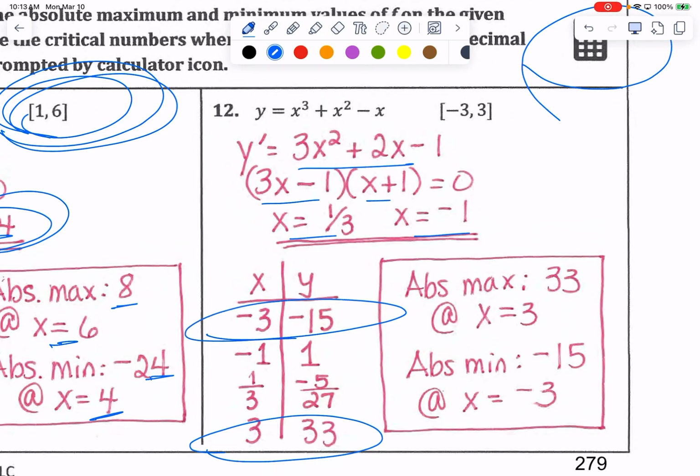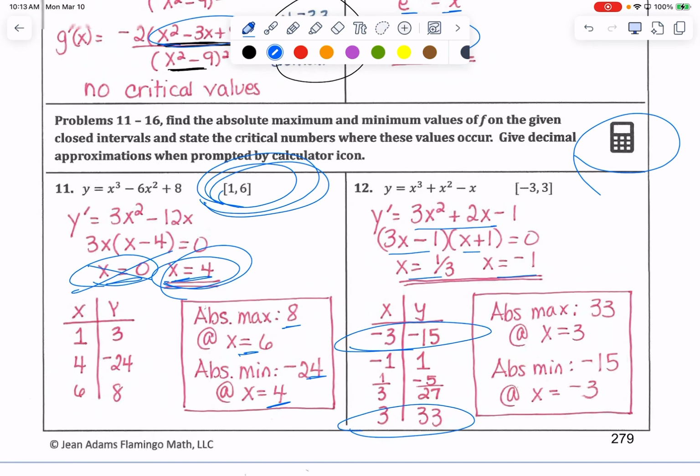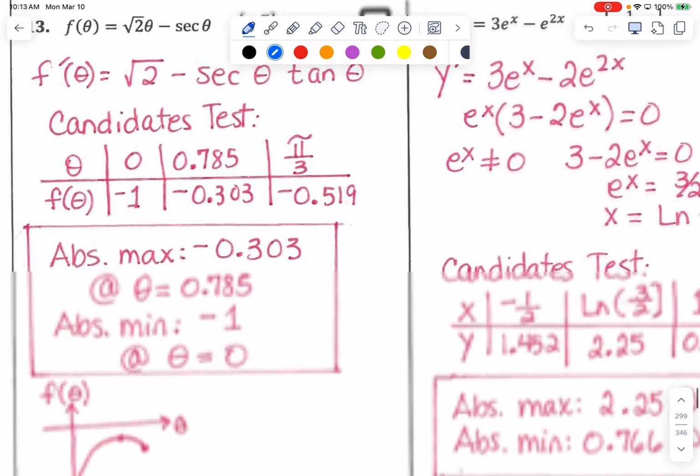That's all you do. Why does she write them like that? What do you mean? Like in the table. Like I just wrote f of negative 3 equals negative 15, absolute... That's fine too. Okay. Yep, that's fine too. All right. Yeah, you're fine.